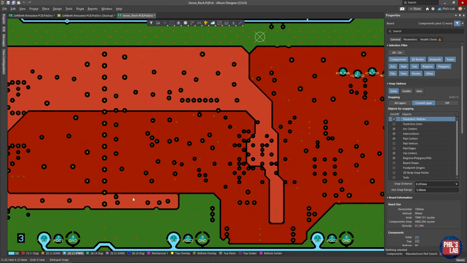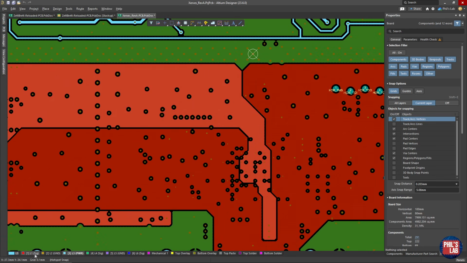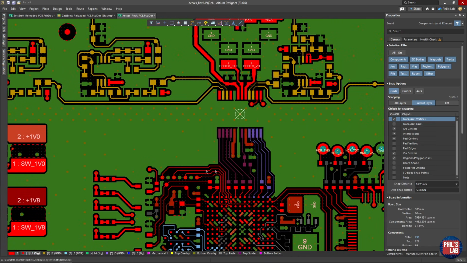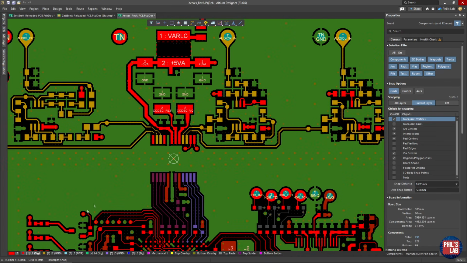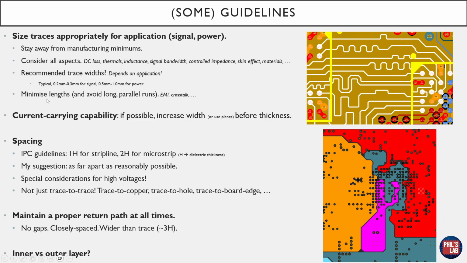As you can see, I didn't just use one size fits all for these traces. I did it depending on if it's analog, if it's digital, if it's power or not. What we also want to do, other than widths, is also minimize the lengths, and we want to avoid long parallel runs. I'll do a future video on this where we talk about crosstalk, but that's a huge problem if we have long parallel runs of traces.